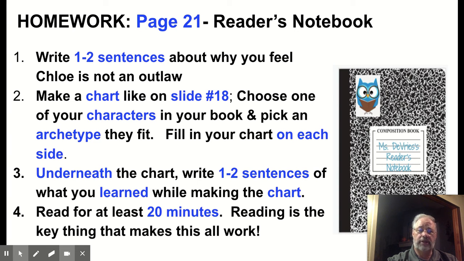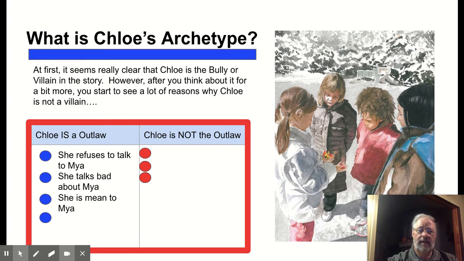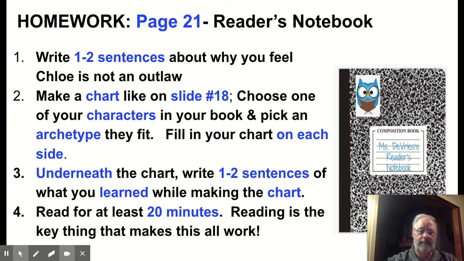You're going to make a chart like we have right here, and you're going to pick a character in your book and pick the archetype that you want. And on the left side, you're going to come up with reasons why you think they're like that from your book, and then reasons on the right side of why they may not be like that. Underneath the chart, when you're done with that, you're going to write 1 to 2 sentences of what you learned from making the chart.